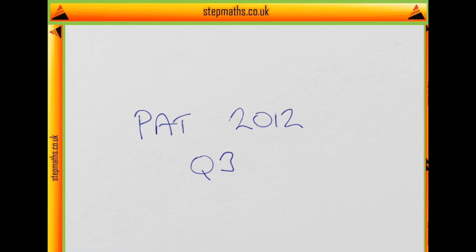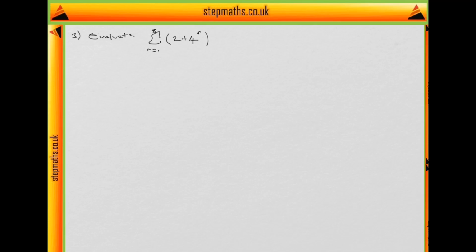Hi. Today, looking at the paper from 2012 and going through question three. So question three asks us to evaluate the sum from r equals 1 to 8 of 2 plus 4 to the r. So if you haven't had a go at this already, I would advise you to have an attempt at it. So what we do is we realize that summation is linear.